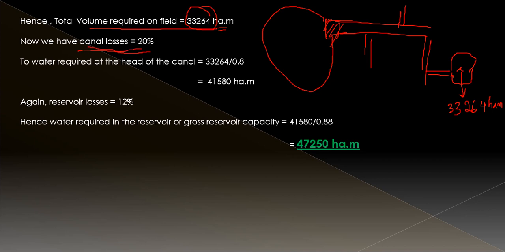For that, now in the question the canal losses are given as 20%. That means during conveyance from here to here the losses will be 20%. That means we have to provide an amount of water here such that after 20% loss you will be getting this value. That means let this value be x. Okay, so what we need here, 20% will be gone as losses.